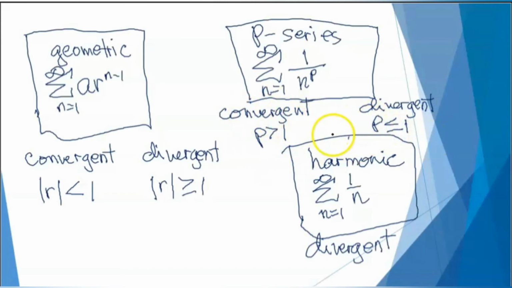So, in fact, if p is equal to 1, the p-series becomes a harmonic series. See? If p is 1, you will have 1 over n only. So that is going to be harmonic, and that is divergent.